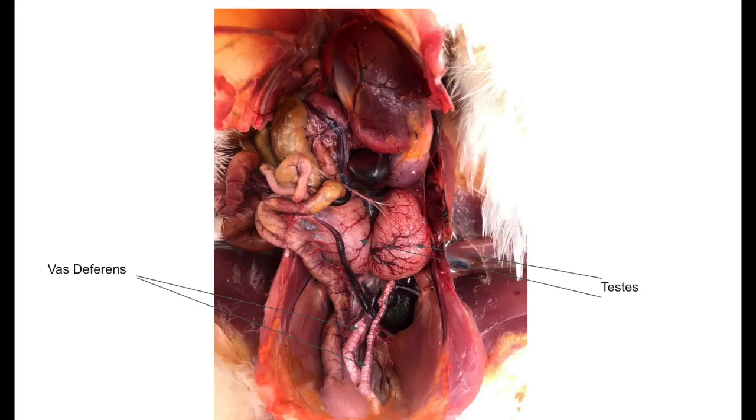The male reproductive system is relatively simple compared to females. The testes are located near the backbone, ventral to the kidney. The vas deferens is a duct which transports sperm from the testes to the small phallus in the cloaca.